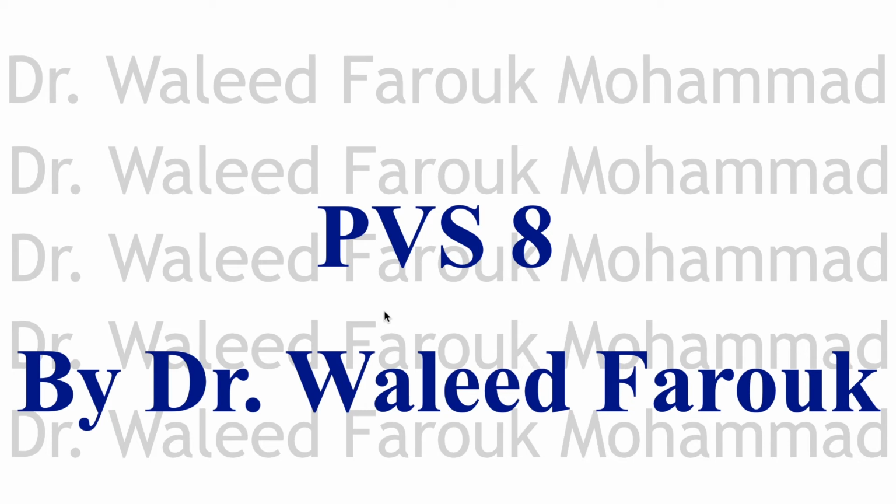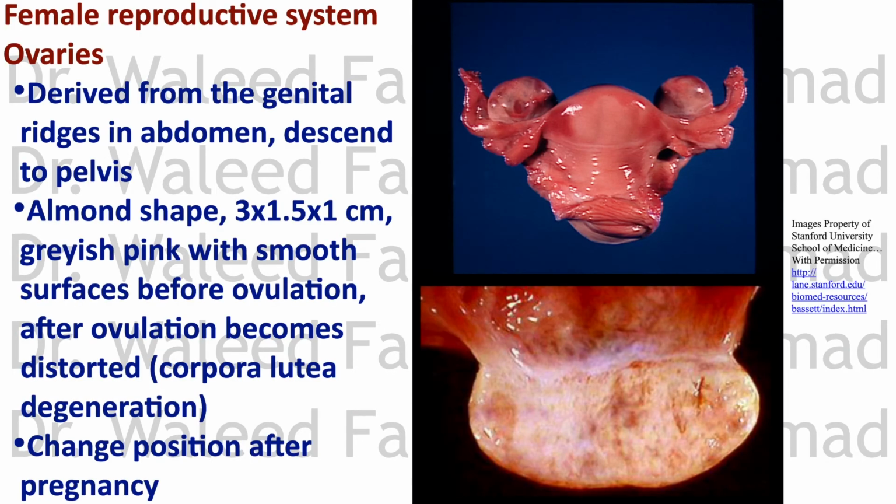In this lecture we will be talking about the female reproductive system. So let's begin. The internal organs of the female reproductive system are the ovaries, the uterine tubes, the uterus, and the vagina. This we will be talking about in this lecture, and we will start with the ovaries.